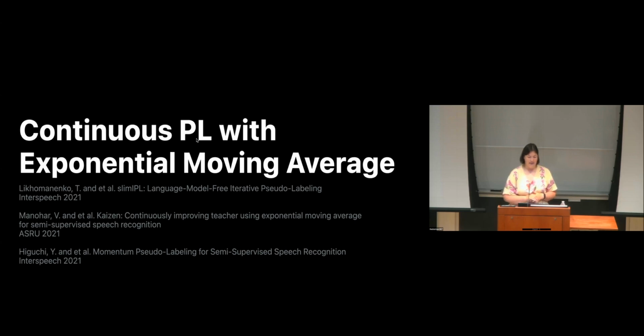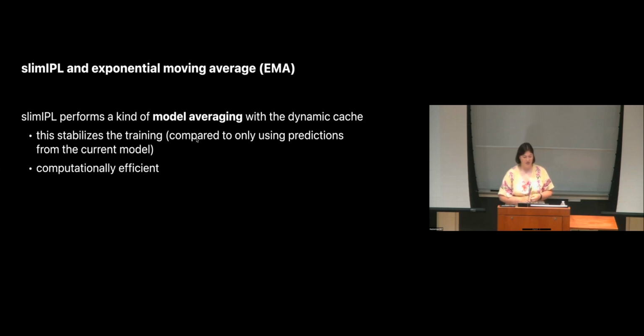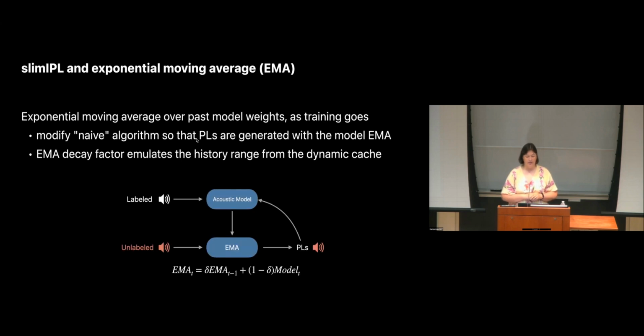Okay, at the same time, several works came up, and in my paper, I did this as an ablation: how about doing continuous pseudo labeling with exponential moving average? You can think that what we were doing, having this previous state model reusable for the pseudo labels, is a kind of model averaging, and the cache stabilizes the training and is computationally efficient. But we can go for another strategy for averaging of the models, which is exponential moving averaging, which you probably find nowadays in many papers and solutions. In that sense, you can just keep track of the current model as an exponential moving average, and you just use this model to generate pseudo labels.